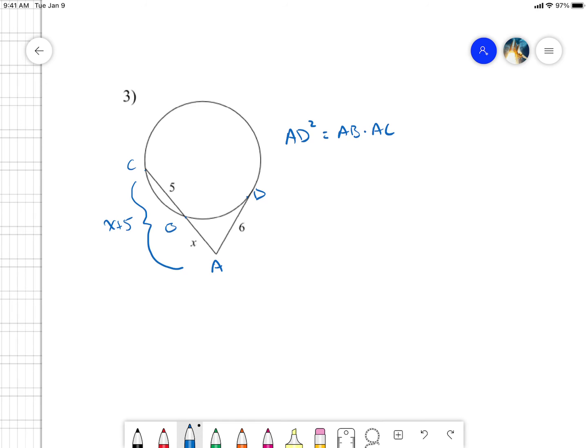So when I plug this in, I get AD squared, which is 6 squared, which is equal to AB, which is x, times AC, which is x plus 5. Now why this is significantly harder is I do have to distribute that x, and I'm left with 36, which is equal to x squared plus 5x. And so now I've got another quadratic. Any questions?